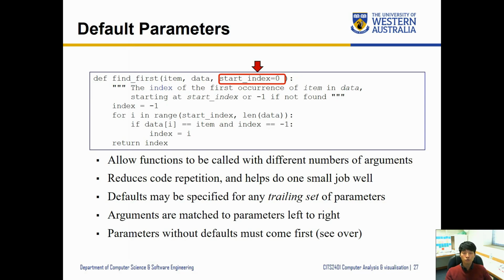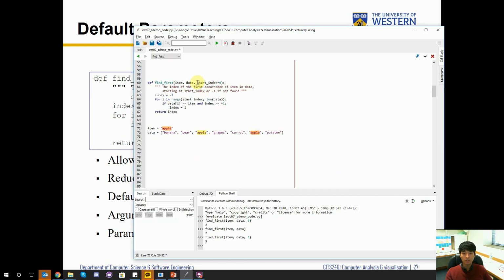And there are some rules for using default parameters. For example, it has to be at the very end. Why do you think that is? Well, basically, imagine you put this default parameter in between item and data. Let's give that a go. Actually, I do have that in the next slide, but we'll do it anyway.